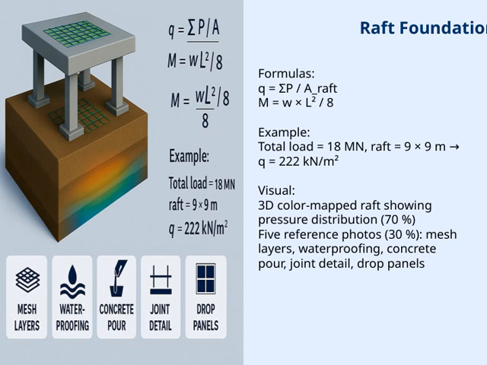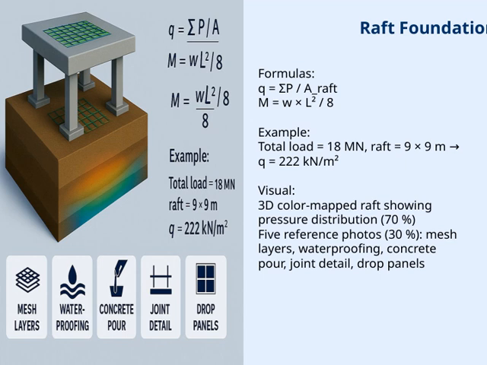Now, to make this concrete, let's look at an example. Suppose the total load on the foundation is 18 MN, and the raft measures 9 by 9 meters. Using our formula, Q equals 18 MN divided by 81 square meters, which results in approximately 222 kilonewtons per square meter. This pressure value is crucial for designing the foundation to safely handle the loads.